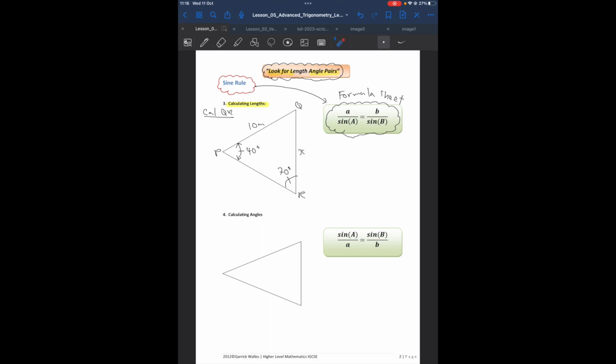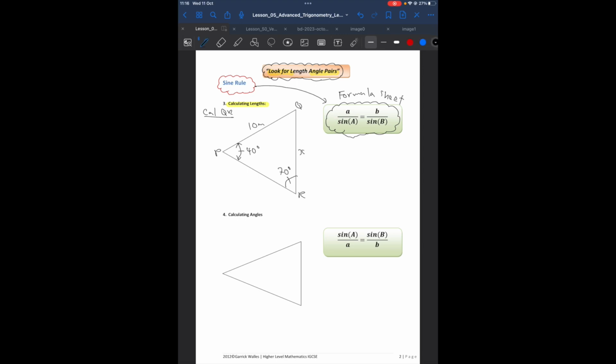In this triangle, we've got two angles, 40 degrees and 70 degrees. We're given one length, the length of P to Q, and we're asked to work out the length of Q to R, which I've called X. The first thing to note is that you can't use the cosine rule to calculate X because we've only been given one length. With the cosine rule, you need to be given two lengths and the angle in between those two lengths. So we know we can't use the cosine rule, so we need to use the sine rule.